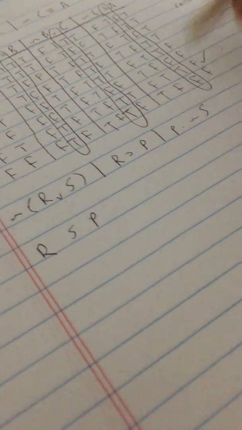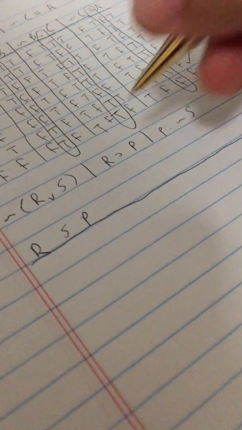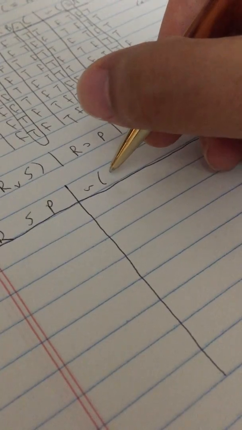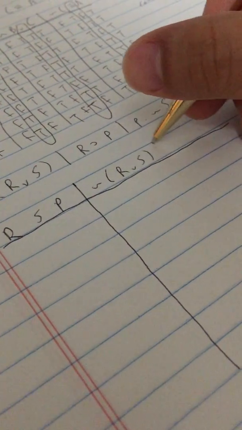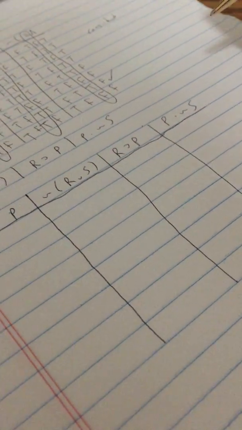I'm going to write R, S, and P here because that's the order I see them in. It doesn't really matter, but that's the order you're going to see in your truth table as well. Let me go ahead and mark off my 8 rows. So 1, 2, 3, 4, 5, 6, 7, 8. Okay. Go ahead and write down my complex statements, not R or S. If R, then P. And P and not S.